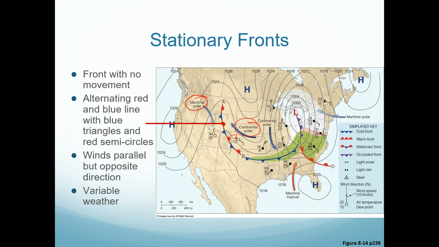Quick note about the winds. The winds are going to be in opposite directions, but they'll be parallel. So on the cold side, wind is moving to the north, basically, and on the warmer side, air is moving to the south. What kind of weather can you expect with a stationary front? There's a lot of different things that can happen. The weather is quite variable, so we do not have any very specific set of weather phenomena to look out for with a stationary front.